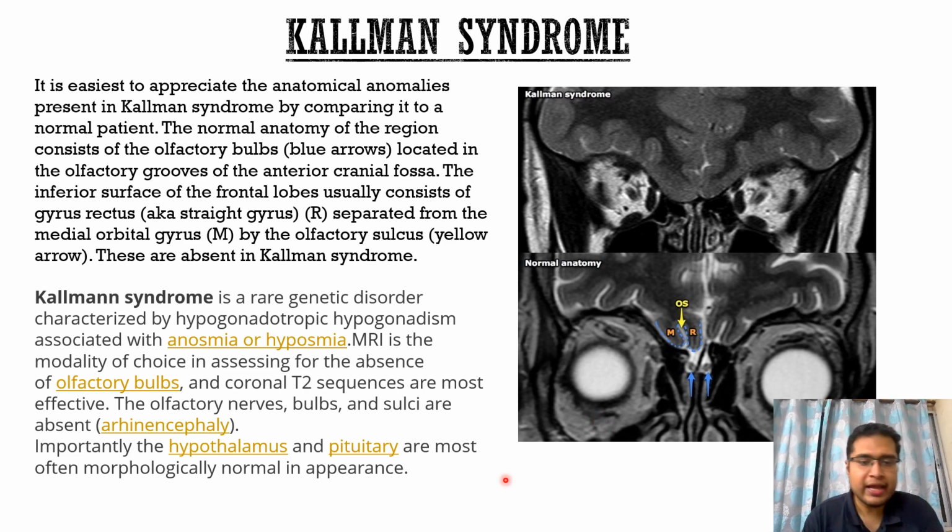So Kallmann syndrome is a rare genetic disorder which is characterized by hypogonadotropic hypogonadism associated with anosmia or hyposmia. The MRI is the modality of choice in assessing for the absence of the olfactory bulbs. The coronal T2 weighted sequences are the most effective. The olfactory nerves, bulbs, and the sulci are absent, which is called arhinencephaly. And importantly, the hypothalamus and the pituitary are most often morphologically normal in appearance.